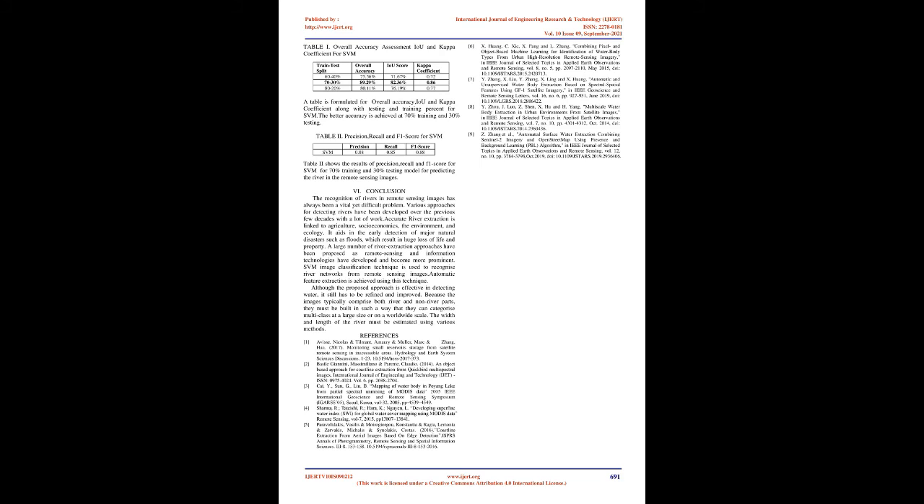A table is formulated for overall accuracy, IOU, and Kappa coefficient along with testing and training percent for SVM. The better accuracy is achieved at 70% training and 30% testing. Table 2 shows the results of precision, recall, and F1 score for SVM for the 70% training and 30% testing model for predicting the river in the remote sensing images.